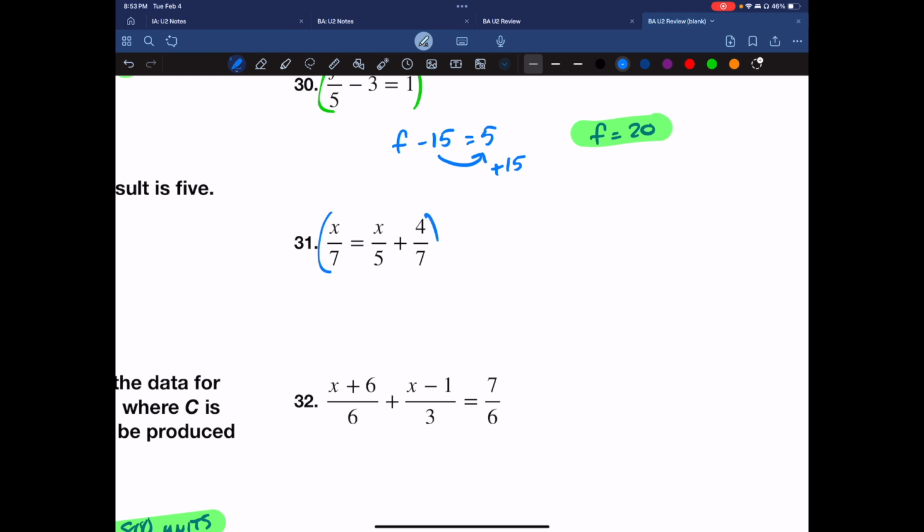All right. 7 and 5, they go into 35. So I'll multiply that. All right. 7 goes into 35 5 times. 5 times x is 5x. 5 goes into 35 7 times. 7 times x is 7x. 7 goes into 35 5 times. 5 times 4 is 20. Right now, that looks like something that's much cleaner to use. That's going to be minus 7x. That's going to give me negative 2x equals 20 divided by negative 2. X equals negative 10.